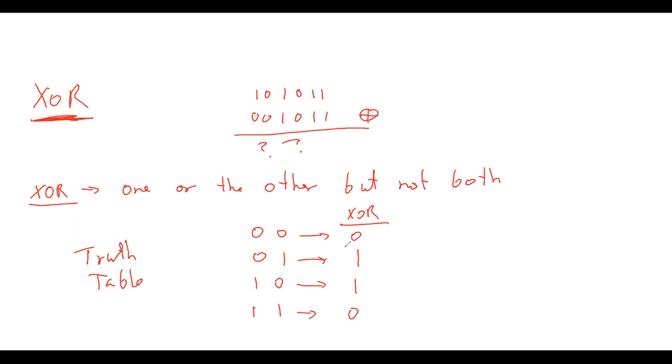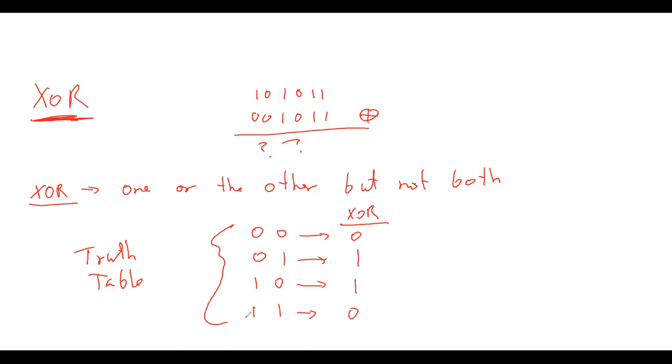That's what you always do. If both are the same, it's 0. Otherwise, it's 1. And so that's our truth table for the XOR operation. Now you won't really have to do this by hand, to be honest. We're just going to use Python functions. Python has a way of doing the XOR operation very easily.